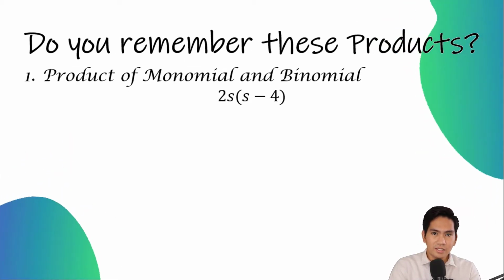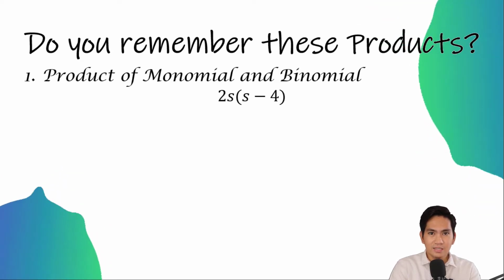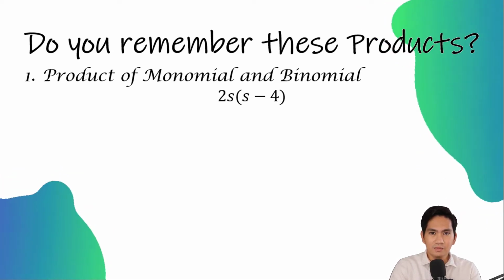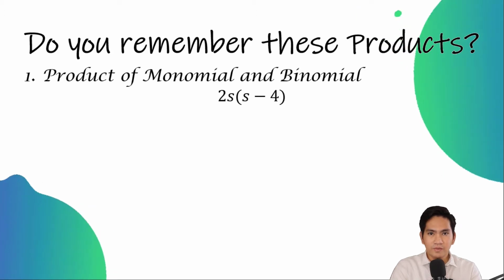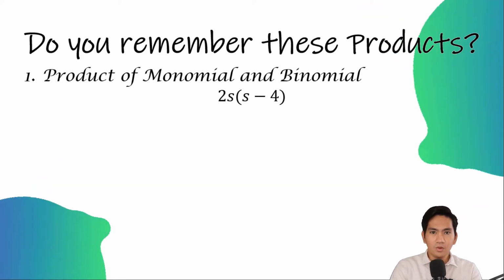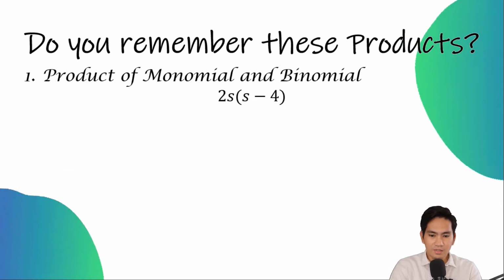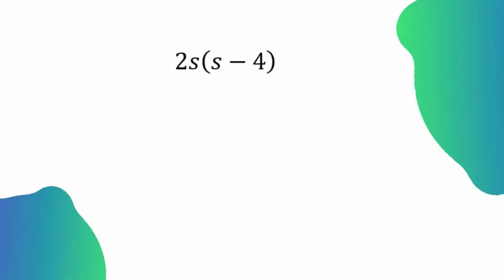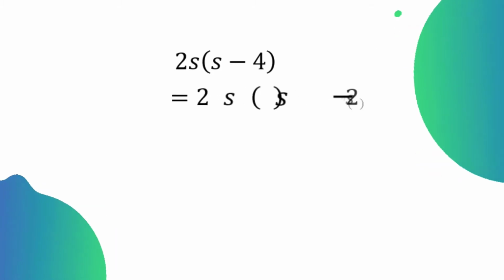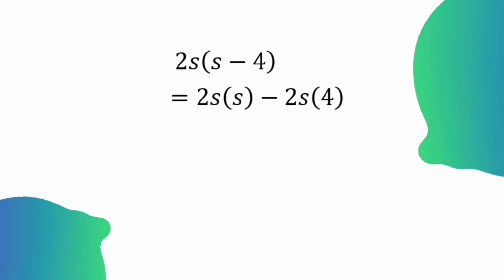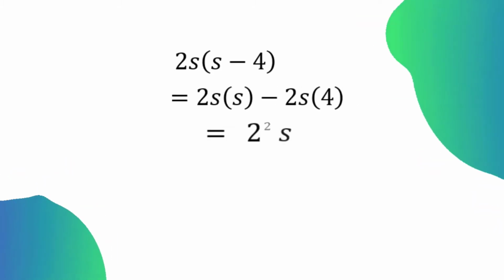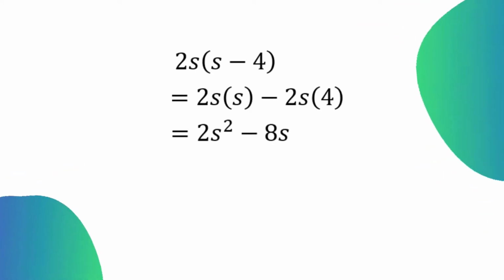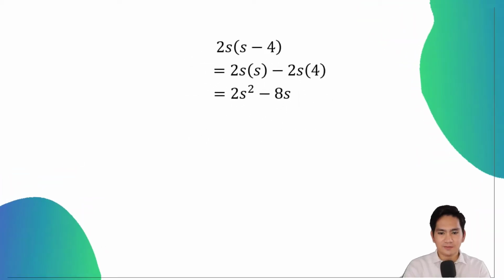We are going to start this lesson by reviewing your skills and knowledge on performing different mathematical concepts previously studied in your grade 8. Number 1. Product of monomial and binomial. So we have 2s times the quantity of s minus 4. In multiplying this, we have to distribute the monomial to each term in the binomial, resulting to 2s times s minus 2s times 4. And as simplified, it will become 2s squared minus 8s.